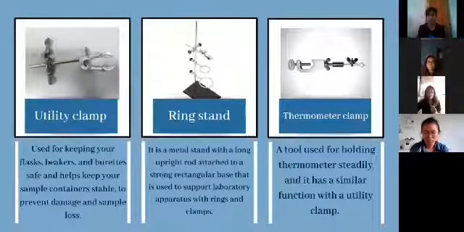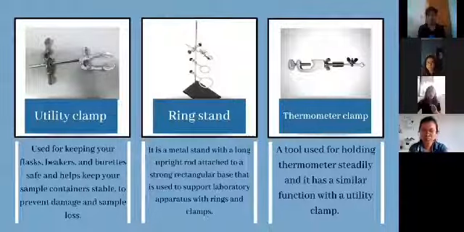Ring stand. It is a metal stand with a long upright rod attached to a strong rectangular base that is used to support laboratory apparatus with rings and clamps. Lastly, thermometer clamp. It is made up of stainless steel. Moreover, this tool is used for holding the thermometer steady at the center of the solution for more accurate reading.